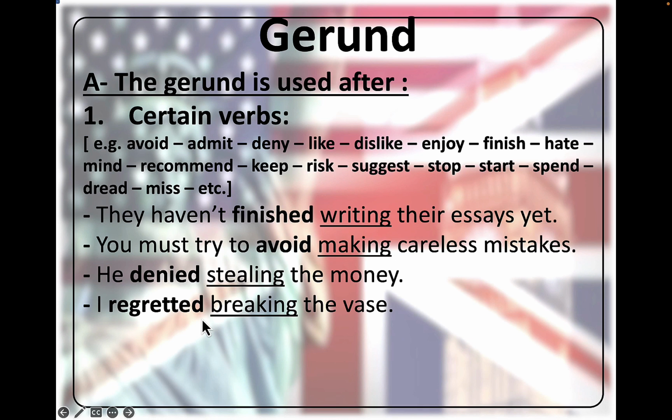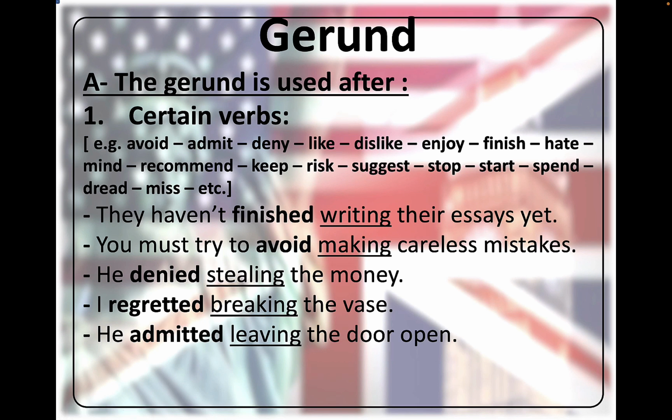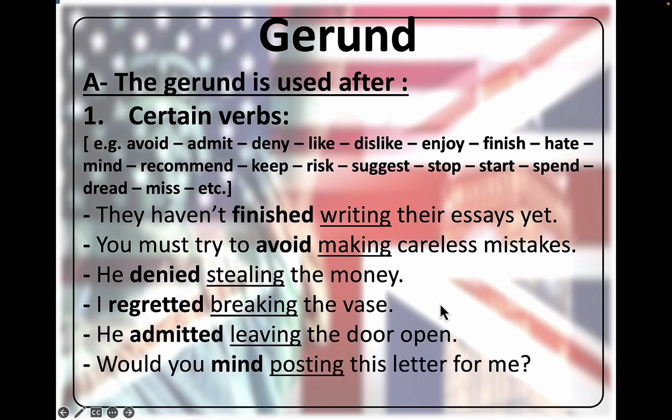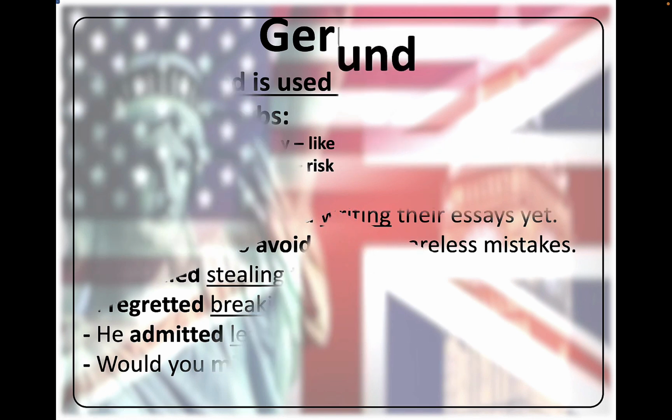I regretted breaking the vase. Breaking here is a gerund. Why? Because we have verb to regret before it. He admitted leaving the door open. So leaving here is a gerund. Why? Because we have verb to admit before it. Would you mind posting this letter for me? Posting here is gerund. Why? Because we have verb to mind before it.